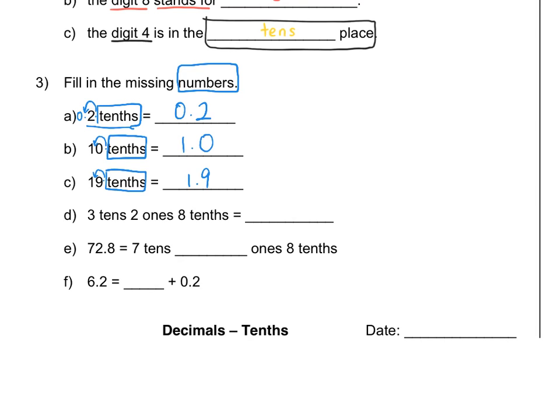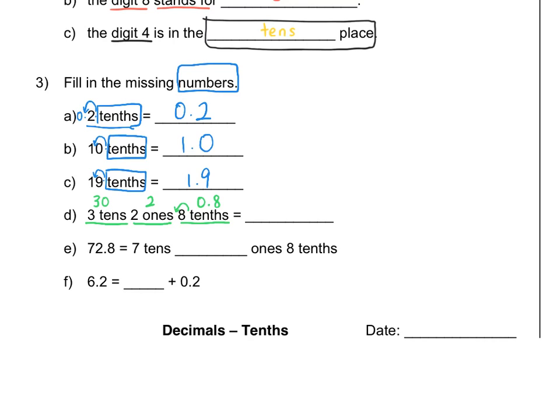Part D, 3/10, 2 ones, and 8/10. How do you write it as a number? So we got to do it step by step. 3/10, the actual number is 30. 2 ones, the actual number is 2. 8/10, how do you write 8/10 as a number? You move one decimal place forward, you get 0.8.